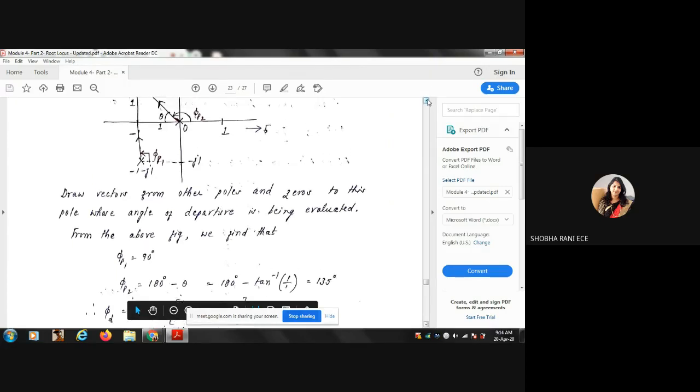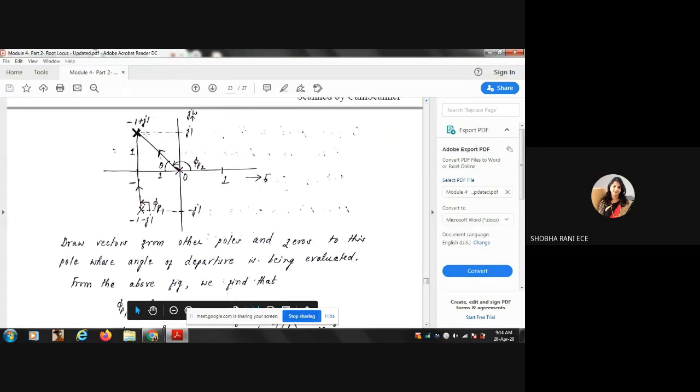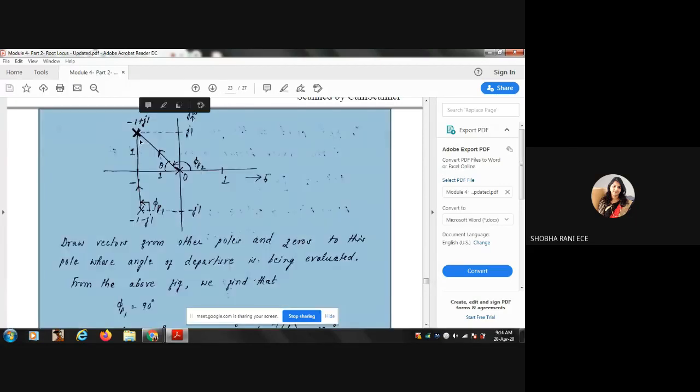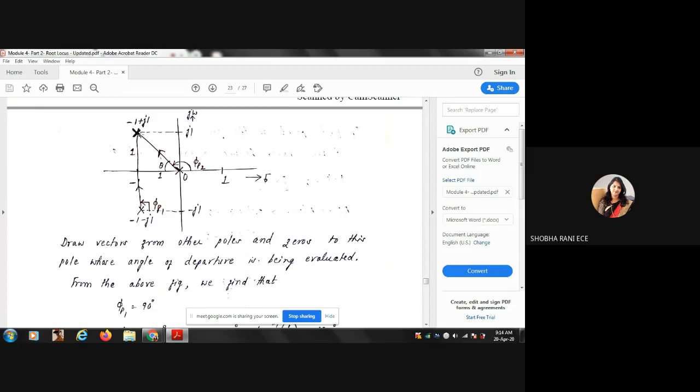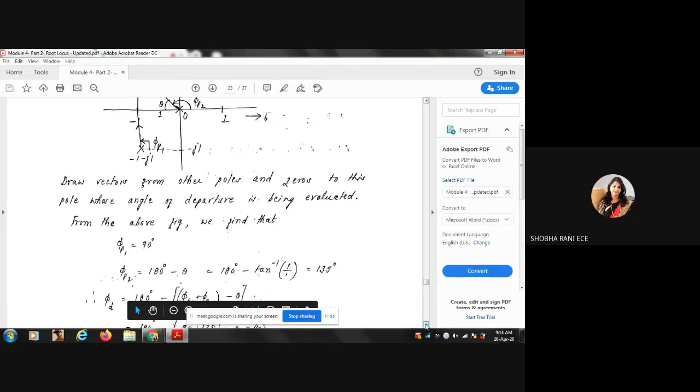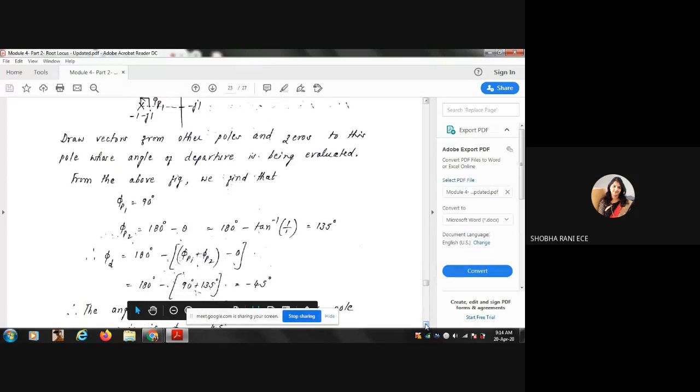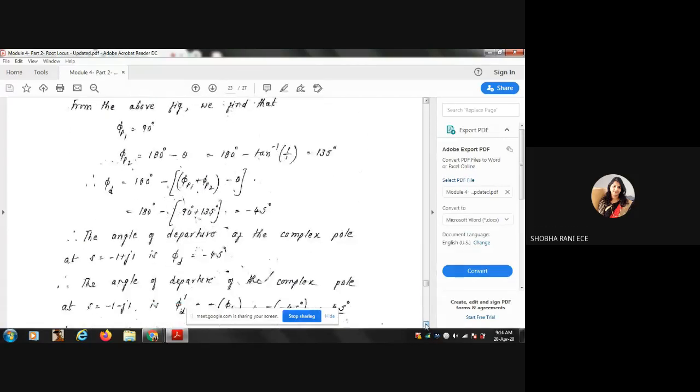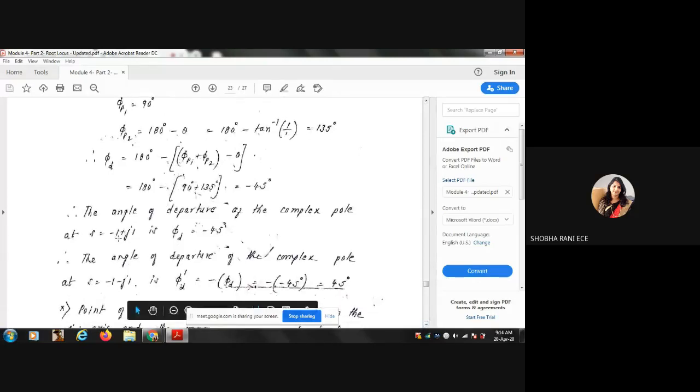So once you find the angle of departure for one particular complex pole, for the other one you can find it out very easily because it is the negative of the other value. So for the first one I got the angle of departure as 135 degree. So for the other complex pole, that is -1 minus j1, the angle of departure will be minus of the answer we got earlier. So that is nothing but minus 135 degree. So I just mentioned it here. You can just see here. The angle of departure of the complex pole at s equal to -1 plus j1 is minus 45 degree.